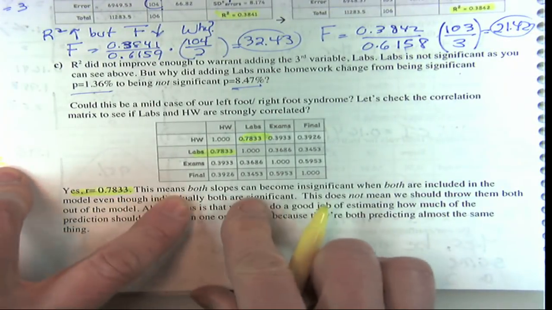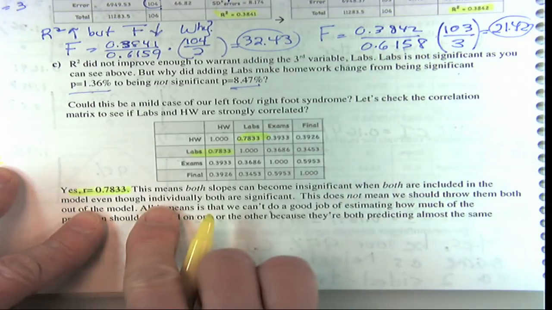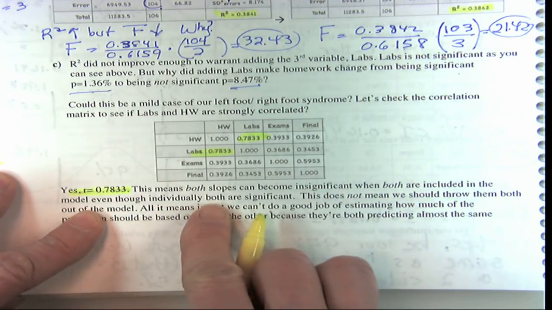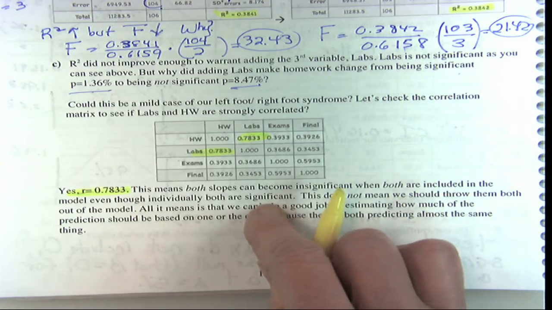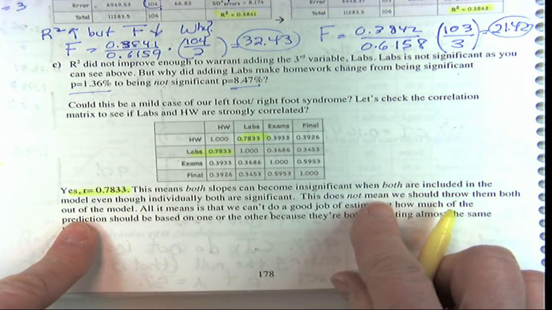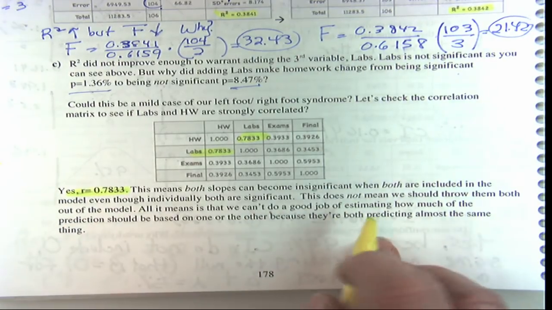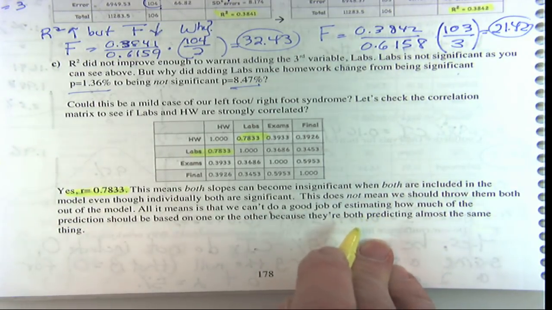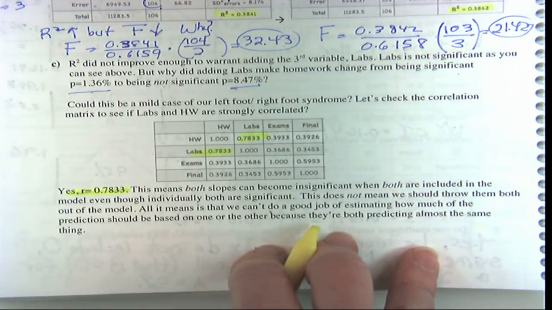This means that both slopes can become insignificant when both are included in the model, even though individually both are significant. If you just had homework predicting finals and labs predicting final, they're both significant. We'll see that on the next page. But this does not mean we should throw them both out of the model. All it means is that we can't do a good job of estimating how much of the prediction should be based on one or the other, since they're both predicting the same thing.